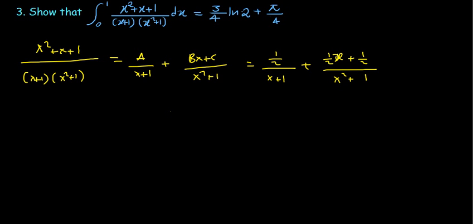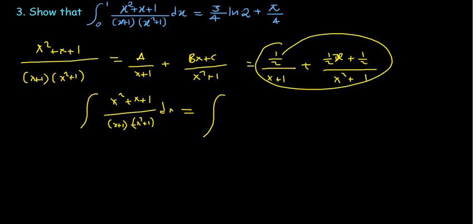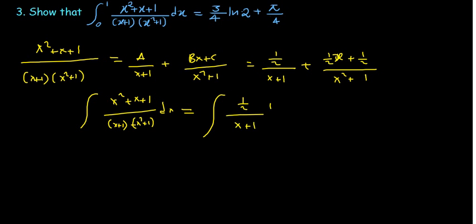Now that we've got this, we're now going to do the integration. So we are talking of the integral of (x² + x + 1) divided by (x + 1)(x² + 1) dx, and we are saying this is the same as the integral of (1/2) divided by (x + 1) dx, and then plus the integral of ((1/2)x + 1/2) divided by (x² + 1) dx.